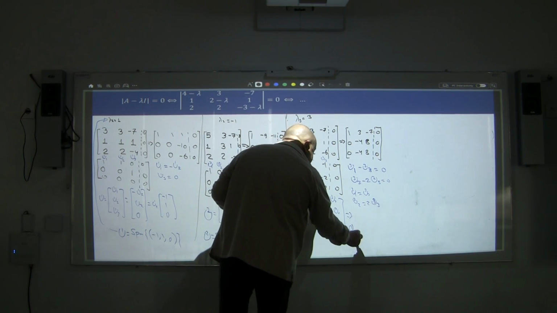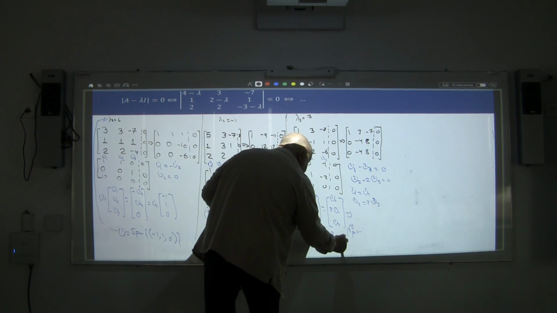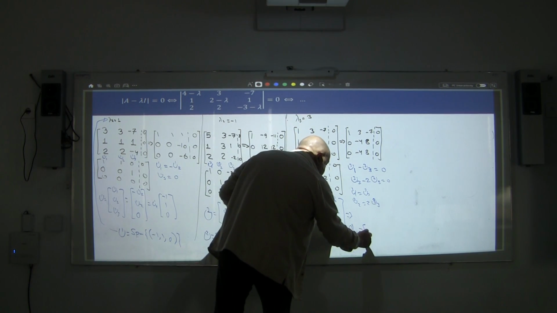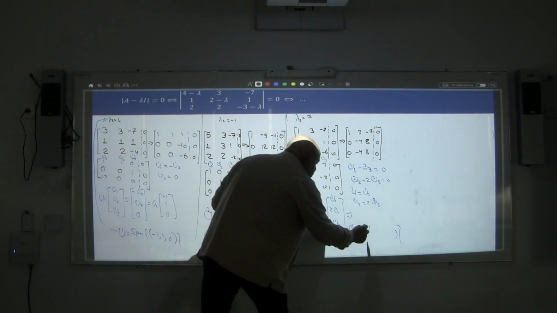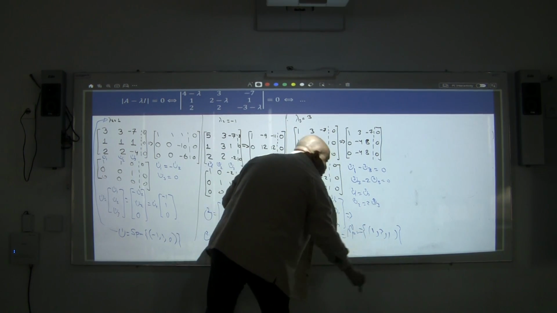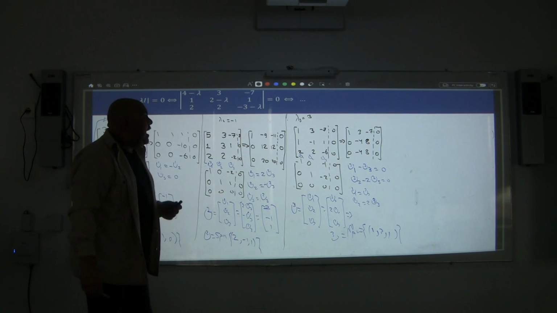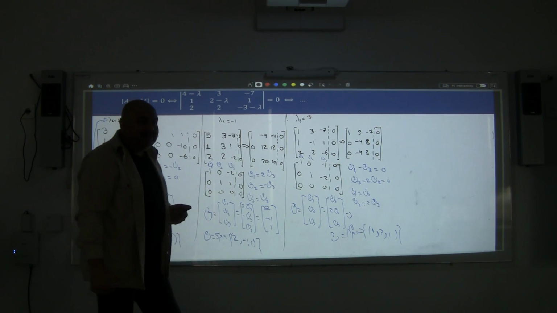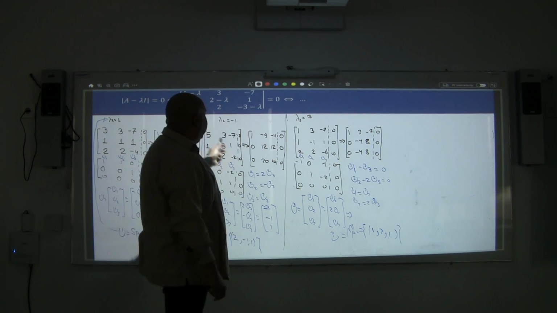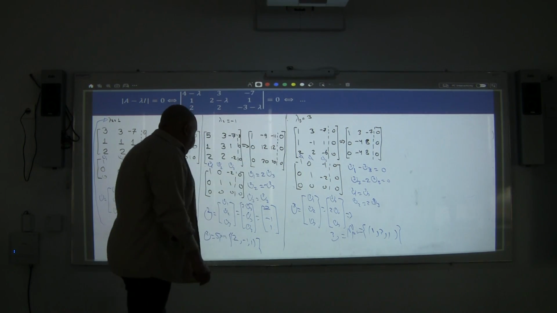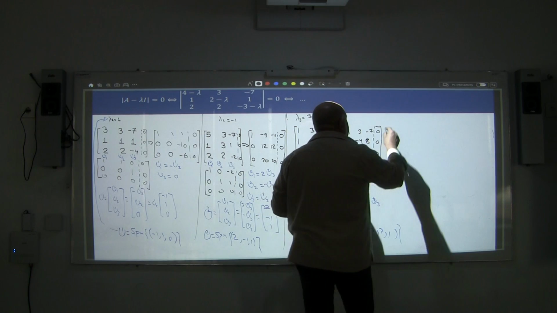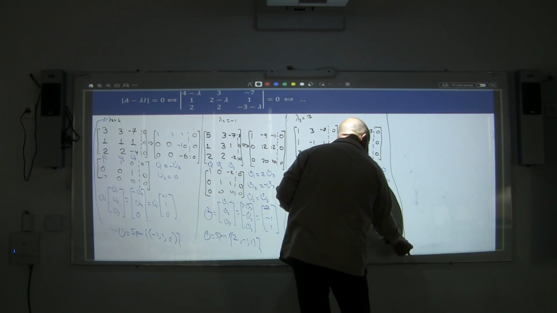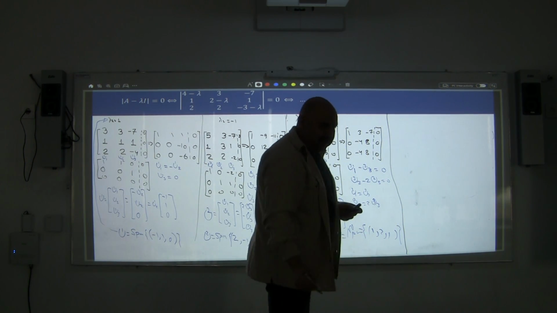So the span of U3 in this case is going to be the vectors 1, 2, and 1. Now I can have the matrix B. Remark that the algebraic multiplicity is equal to the geometric multiplicity. The matrix B that I can use in order to make a diagonalization is here.